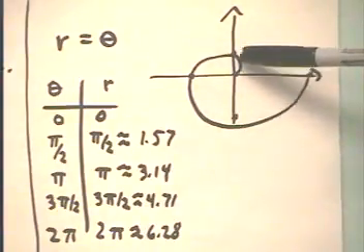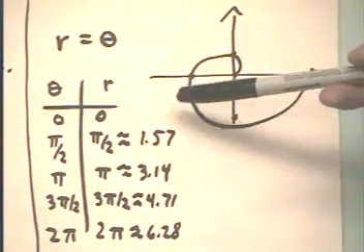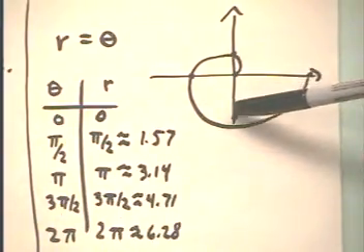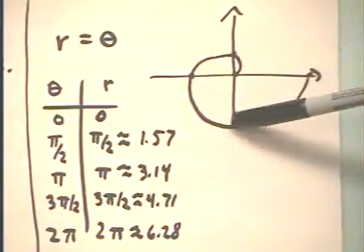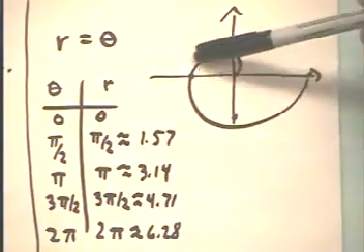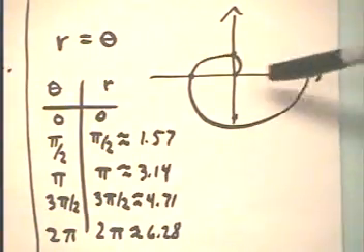And then pi, 3.14, well, it's going to be along the direction pi, which is out this way, and 3.14 is twice as big as 1.57, so we've got to come out further. Now we start to see that as our angle gets bigger, we're coming out further and further from the pole. We go to 3 pi over 2, we're at distance 4.71 from the pole. At 2 pi, we're at distance 6.28 from the pole. So here's our progression.